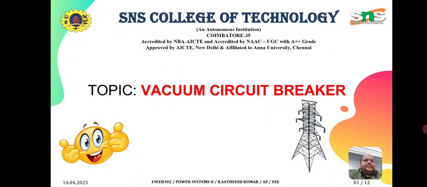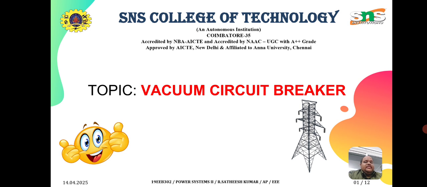Today we are going to see the topic vacuum circuit breaker. So, first of all, we should know what is a circuit breaker, where it is used. The circuit breaker is a simple switch which is used in the power system for making and breaking the circuit.